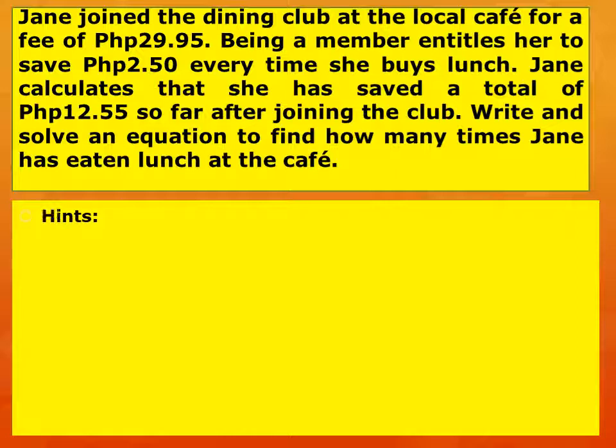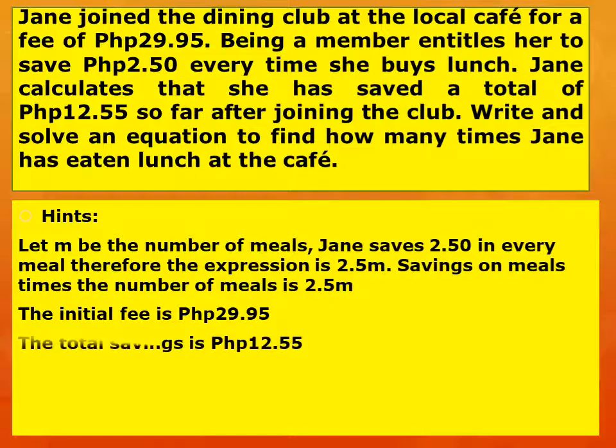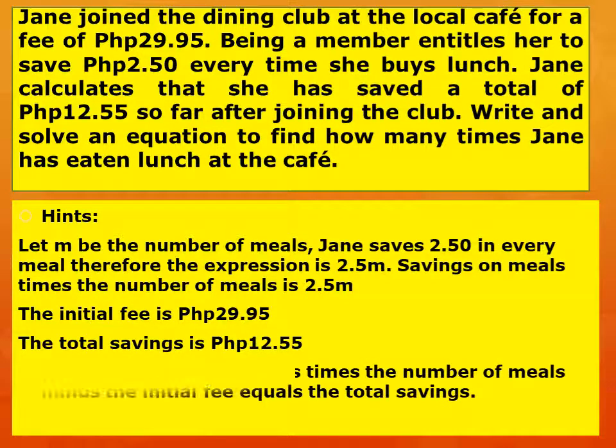So here are the hints. Let M be the number of meals. Jane saves 2.50 in every meal. Therefore, the expression is 2.5M: savings on meals times the number of meals. After that, the initial fee is 29.95 pesos. The total savings is 12.55 pesos. So what will be our formula? Savings on meals times the number of meals minus the initial fee equals the total savings.